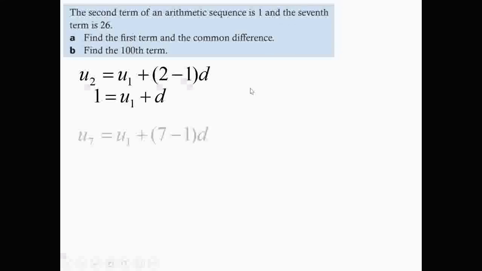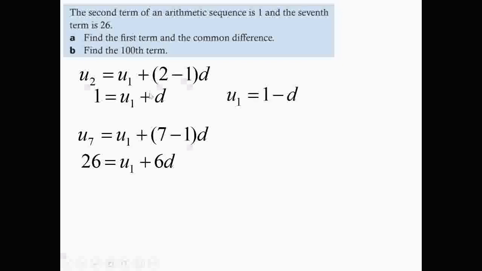So the seventh term is 26. So u7 is u1 plus 7 minus 1 times d, right? Because of this 7, this n is the 7 here. Now we can plug in what we know for u7. Seventh term is 26. I put 26 in there, and this simplifies into this. So now I have two equations with the same two unknown variables. I can combine those to solve.